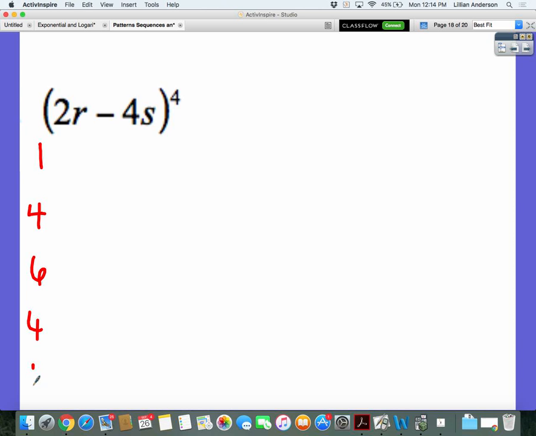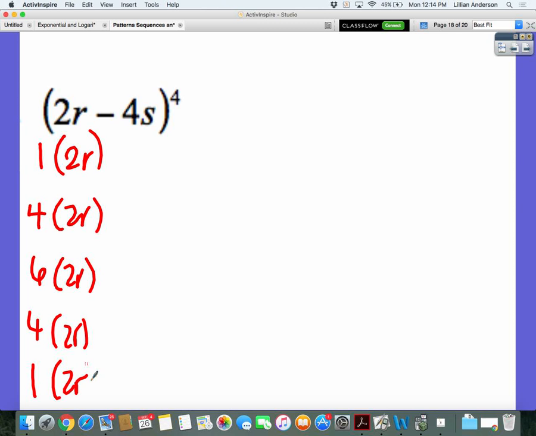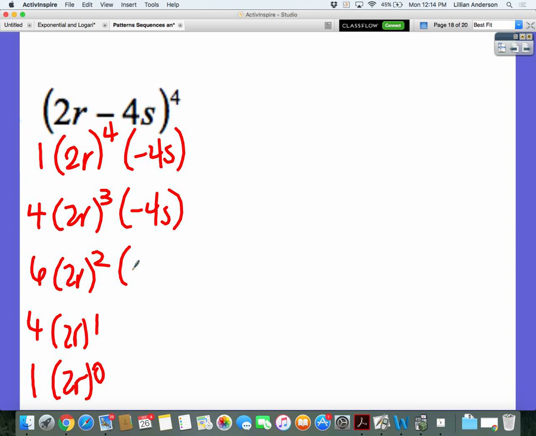I need my first variable and coefficient to decrease, while my second one does what?